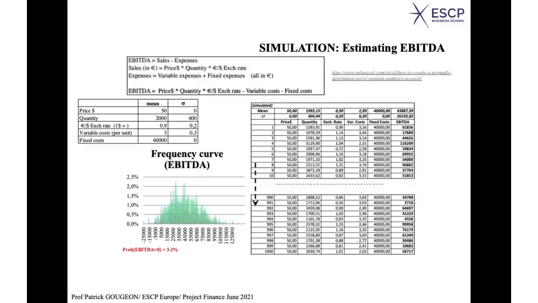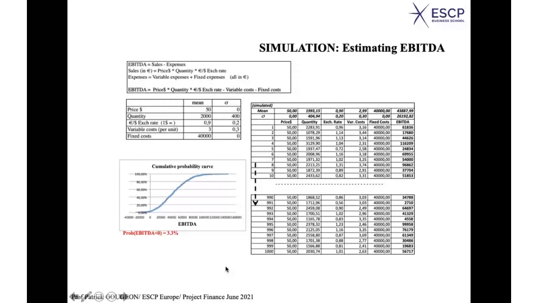So that's the way you can generate a probability distribution. You can use the frequency curve like this. You could also use, if you prefer, the cumulative probability curve, which would be like this, leading to the same results. It's just a different way to represent the distribution. So that's the principle of simulation. Indeed, it is a very simple exercise using Excel.